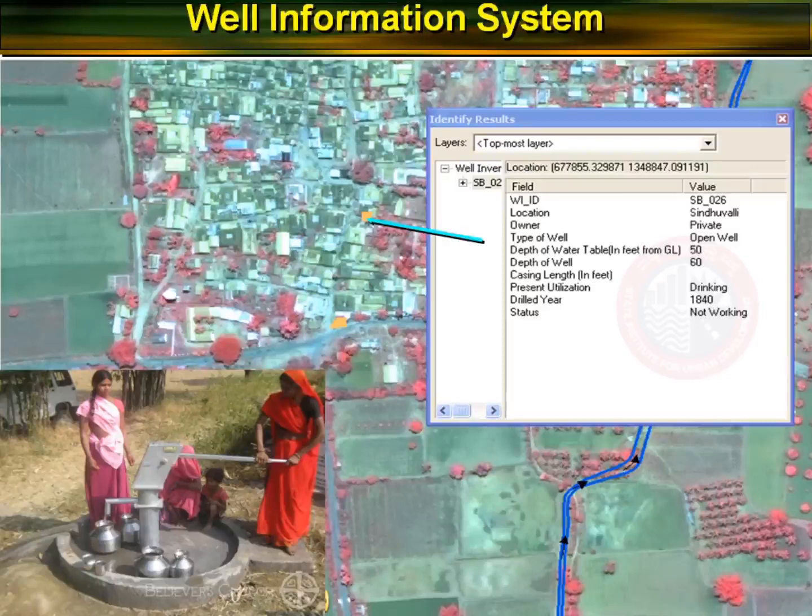Well information system using GIS mapping, such as location of wells, year of drilling the well, depth of the well, depth of groundwater table, length of the casing pipe provided, present utilization status, quality parameters of groundwater, etc. are available with respect to geographic coordinates. This information is very much helpful in water management system.